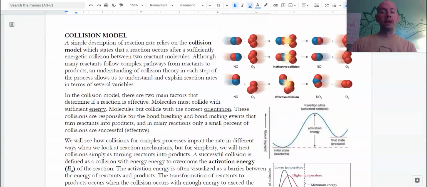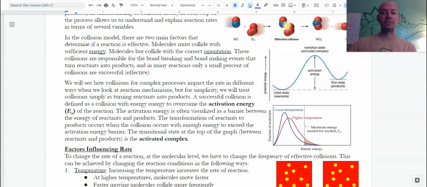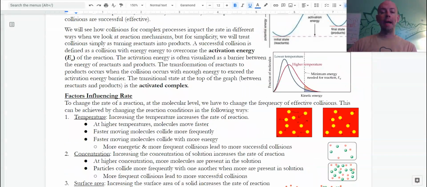The value in the collision model is it allows us to see how we could make a reaction faster. And with this model and theory, most of the changes that we can make have obvious, easy to understand, and easy to explain outcomes. One main factor relates directly with the energy that the particles have. It is the temperature. At a higher temperature, reactions will occur more quickly.